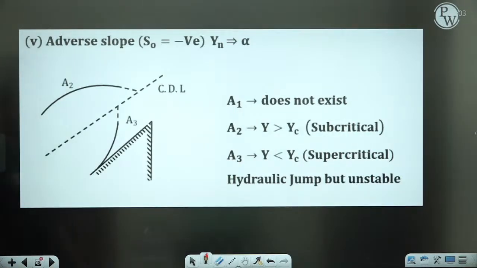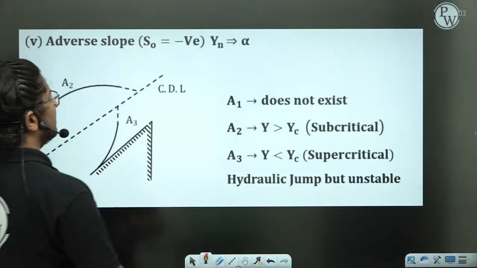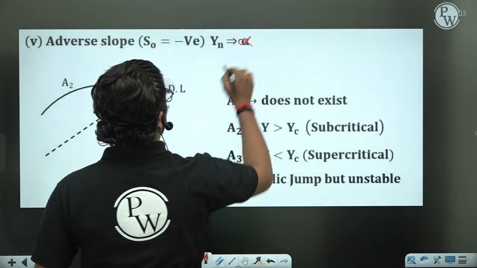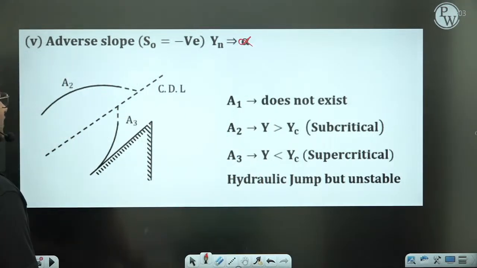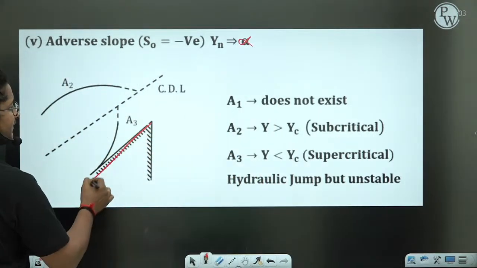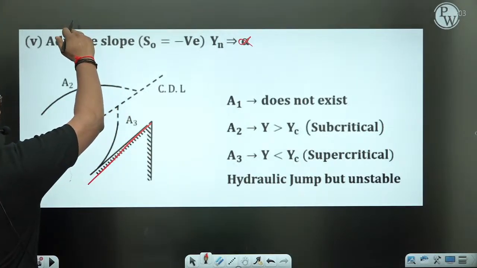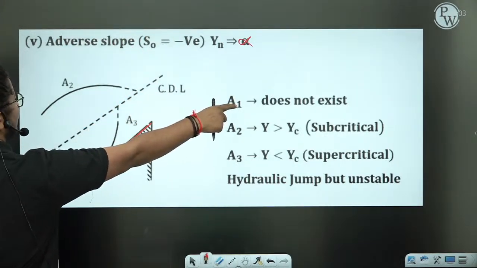Now the next one is the adverse slope. For adverse slope, S0 is negative and yn is infinity. You can see that S0 is negative here. As yn is infinity, you are not able to find A1, so A1 does not exist again.